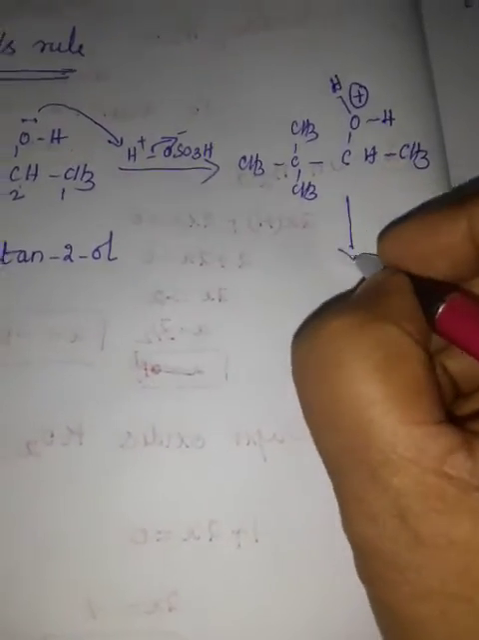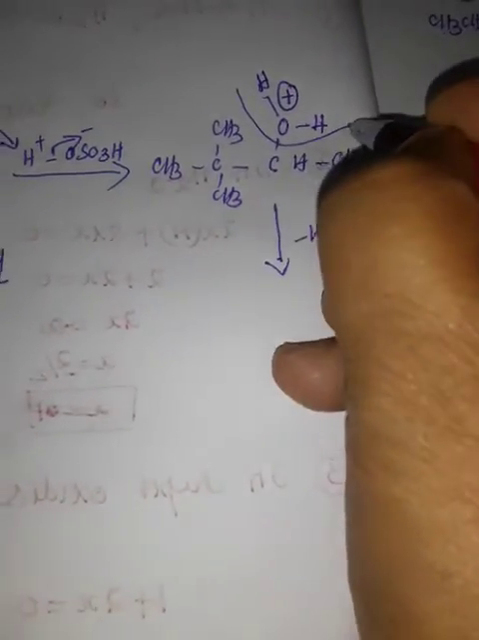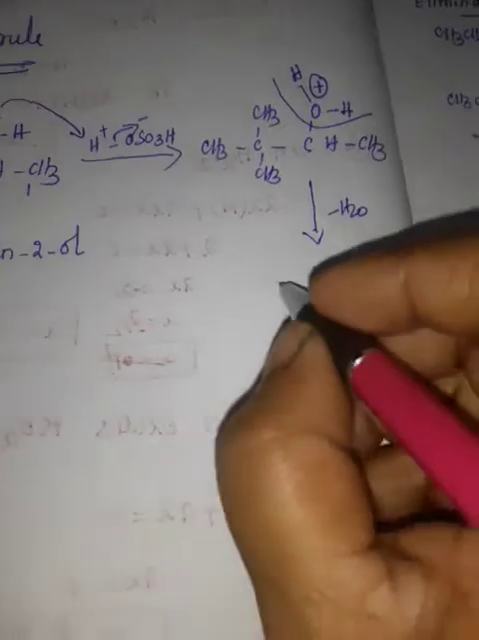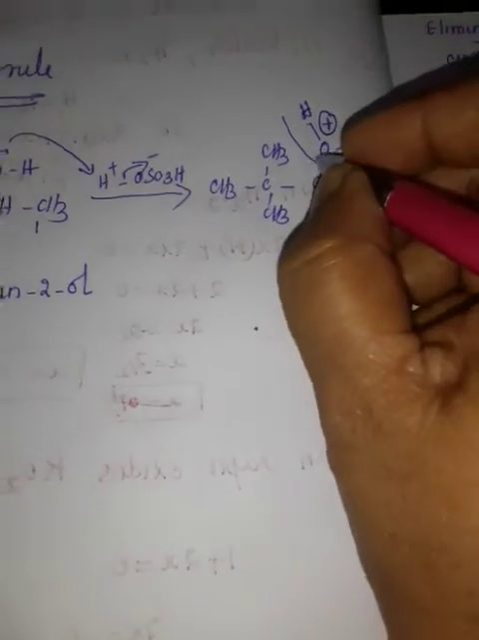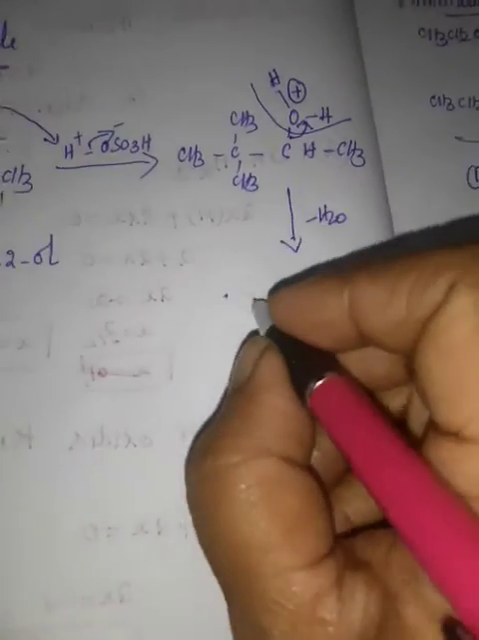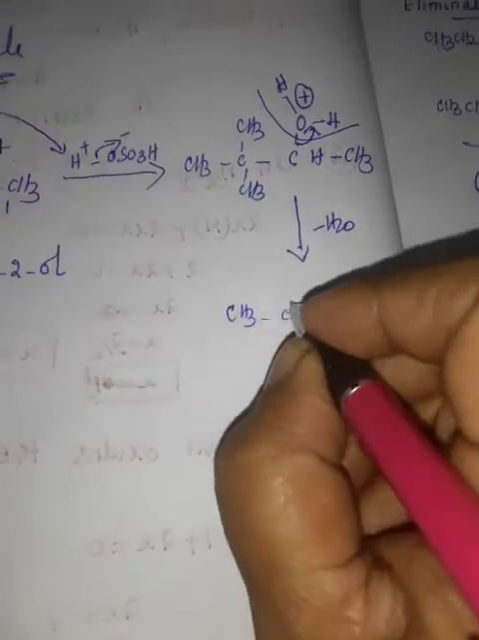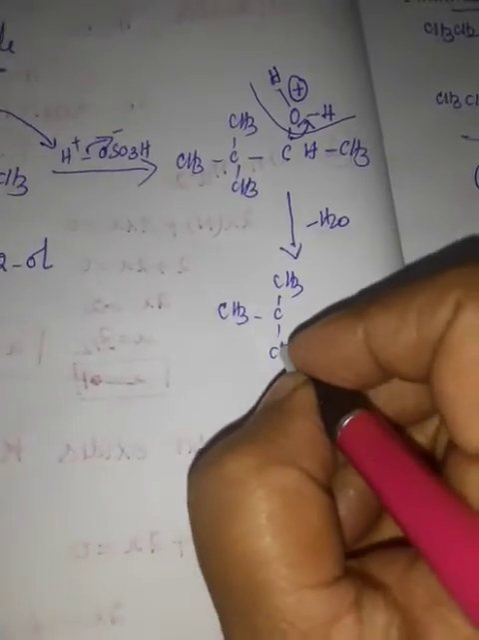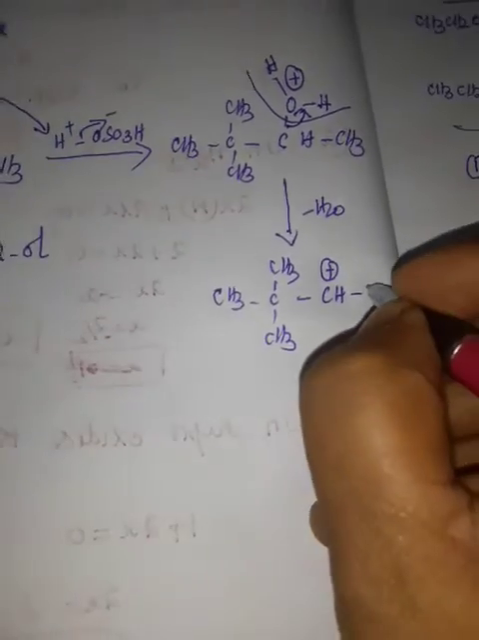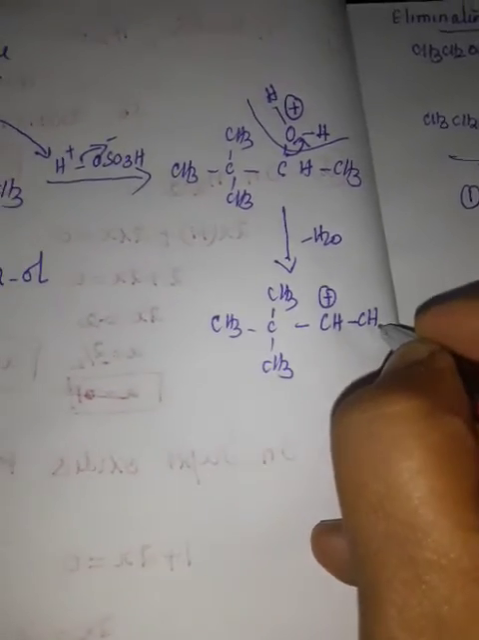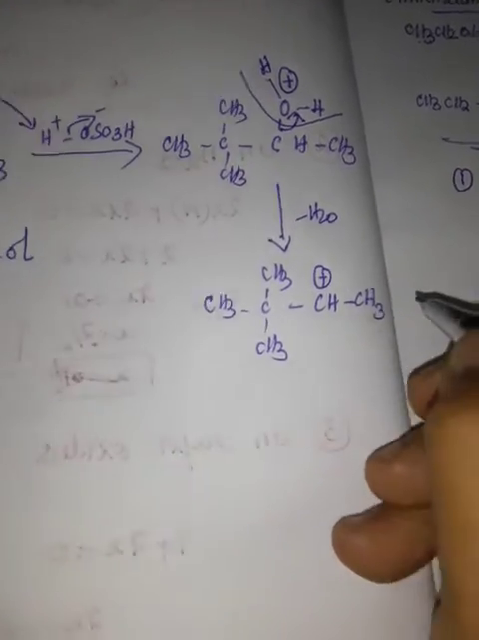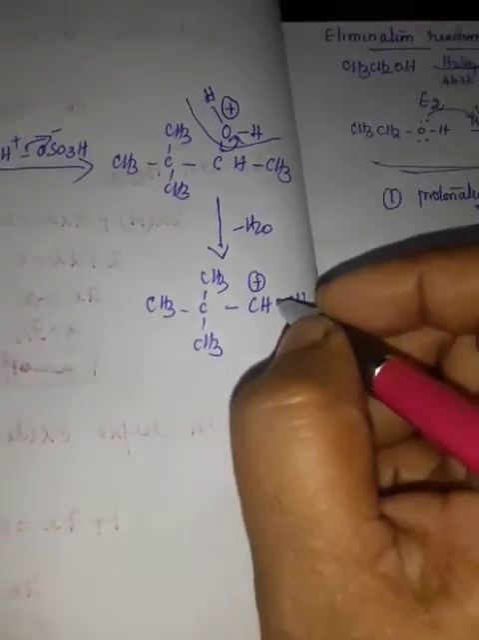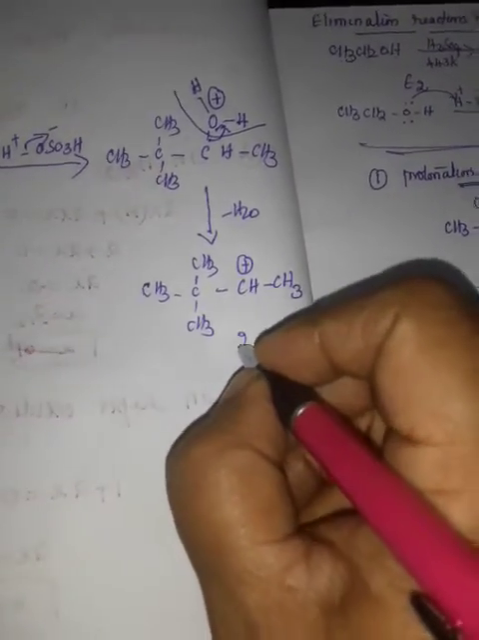Now from here one water molecule is removed. So the bond shifts from here to here, and here there will be no bond. So cleavage takes place. CH3, C, CH3, CH3, CH plus, CH3. This is a secondary carbocation.